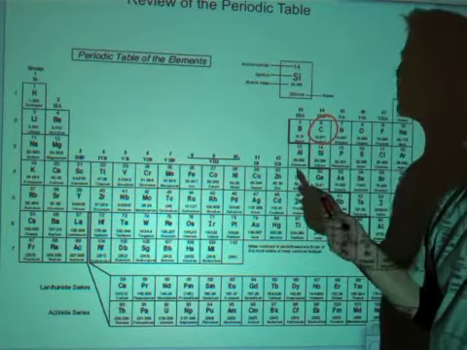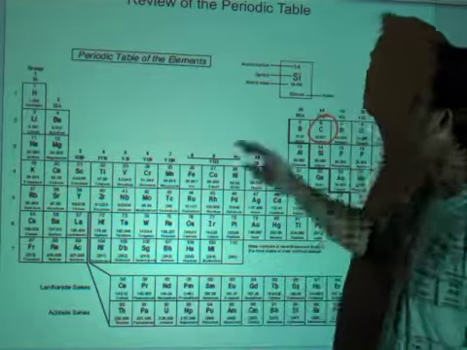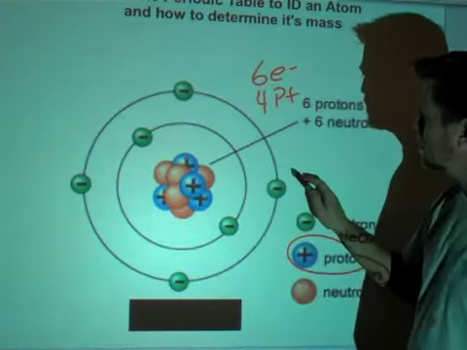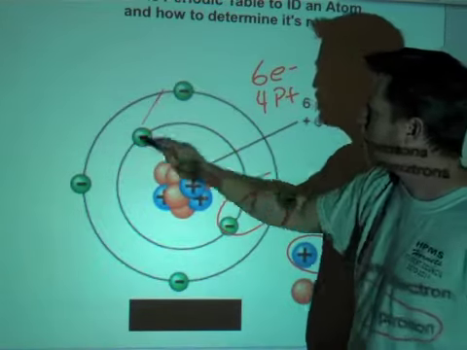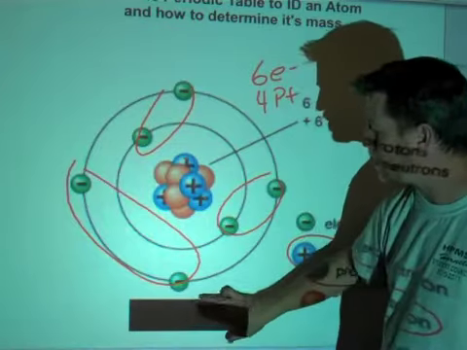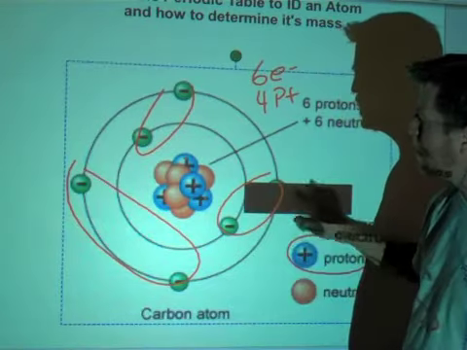But remember, we had 6 electrons, and this is a neutral atom. So maybe not the best choice to use on our review. It might be confusing for you. I know this is a neutral atom, so we have 2, 4, 6 electrons. So that's going to be a carbon atom. Okay, it's a carbon atom.